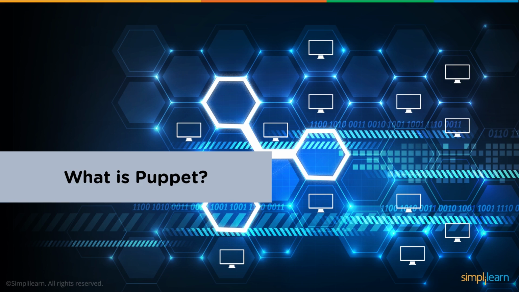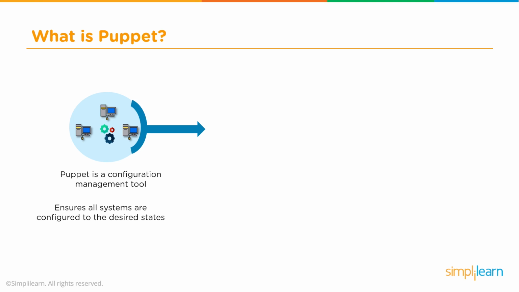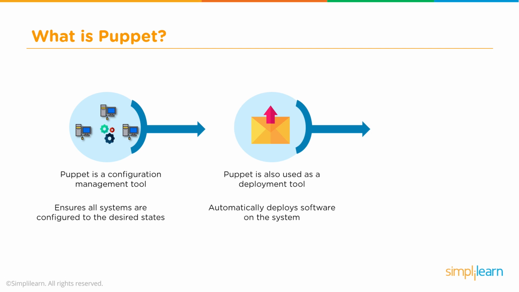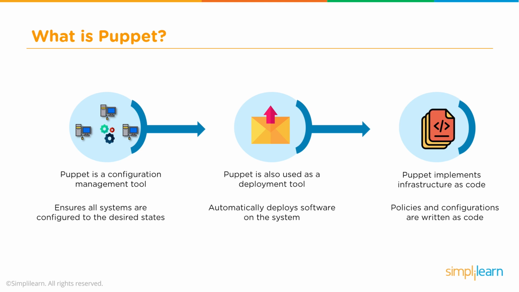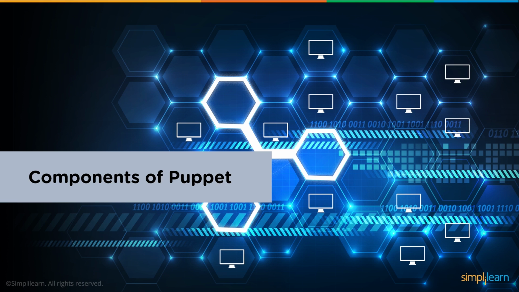So let's dig deeper into what Puppet actually is. Puppet is a configuration management tool, similar to tools like Chef that you may already be familiar with. It ensures that all your systems are configured to a desired and predictable state. Puppet can also be used as a deployment tool for software. Automatically, you can deploy your software to all of your systems or to specific systems. And this is all done with code. This means you can test the environment and you can have a guarantee that the environment you want is written and deployed accurately. So let's go through those components of Puppet.